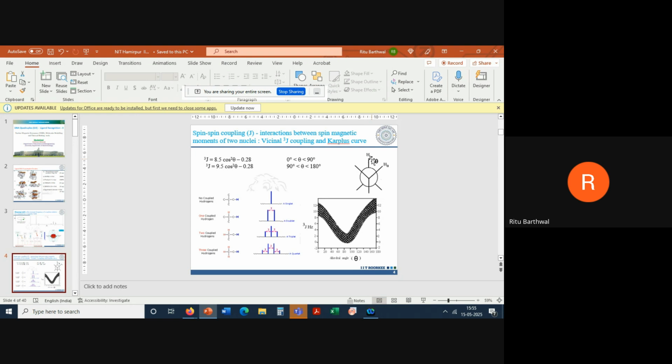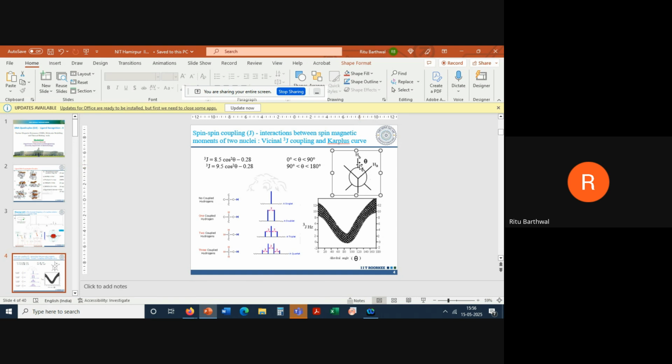Okay, and if HA and HB are exactly 180 degrees apart, supposing I move this and this HA is right over here at this point, then we call this a trans conformation. Trans means HA and HB are at a 180-degree angle. So the angle that I'm talking of is this theta angle. This is the angle between HA and HB, these two bonds.